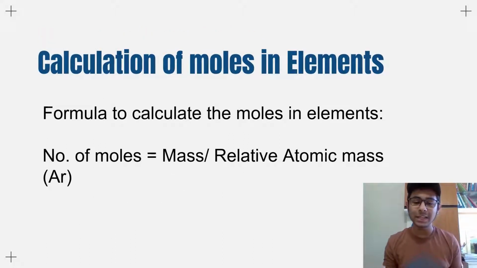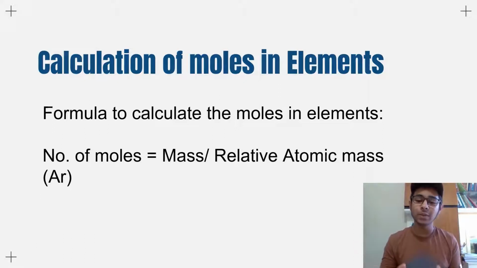So, to calculate the number of moles in elements, we have a specific formula. That is, the number of moles is equal to mass divided by relative atomic mass. So, to find out the number of moles that is present in a certain mass of elements, we will need the mass that is given in the question and the relative atomic mass of that certain element.